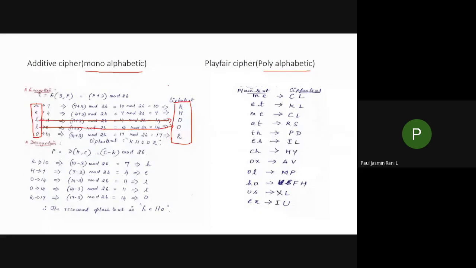But in the case of the Playfair cipher, we'll explain it. Before that, let us see what the polyalphabetic cipher is. For this E, you have a ciphertext L. For the next E you have K, and for another E you have I, and it goes on like this. That is, for each and every alphabet, you will have a different alphabet. This we call a monoalphabetic.